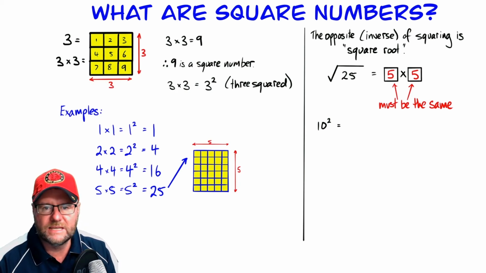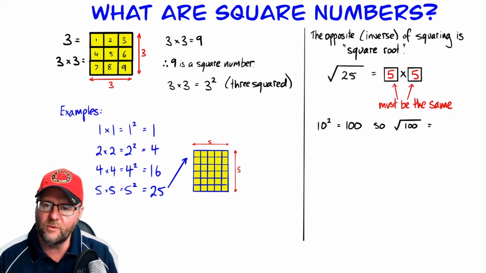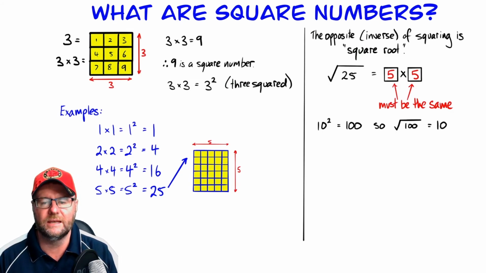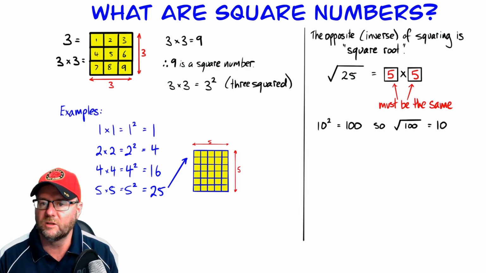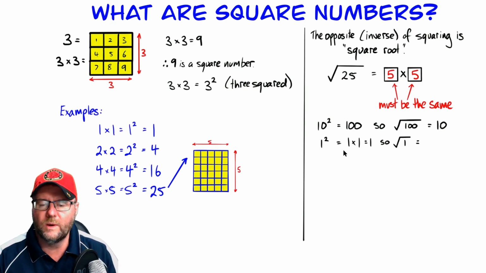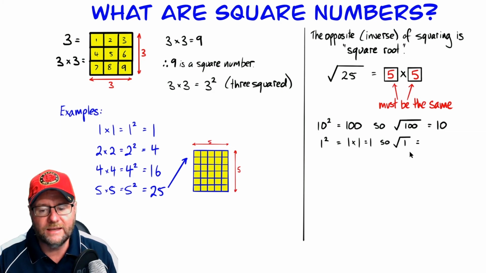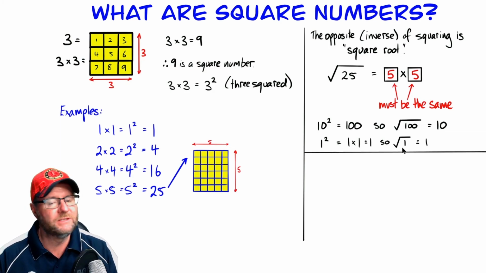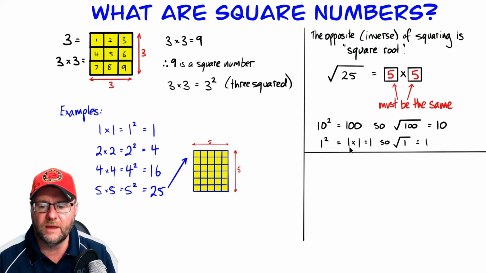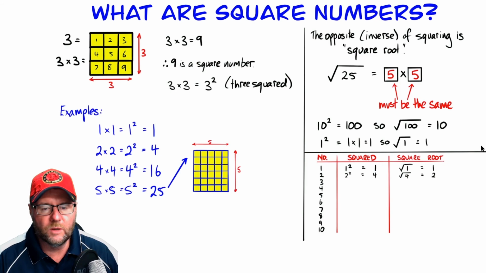So let's look at another example. 10 squared I know is 100. So I would say that the square root of 100 is 10. It's that number that when I multiply it by itself, I get the 100. Here's a fancy one. 1 squared. I know that 1 times 1 equals 1. So if I undo that, the square root of 1 happens to be 1. That's kind of a bit of an odd one, I know. But if you have a look, what number multiplied by itself gives me 1? That's 1.